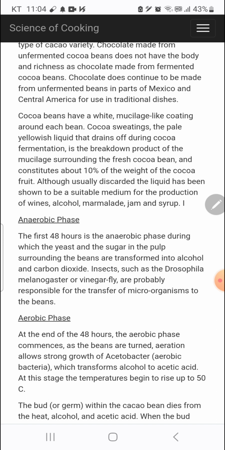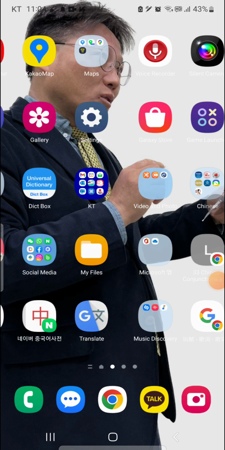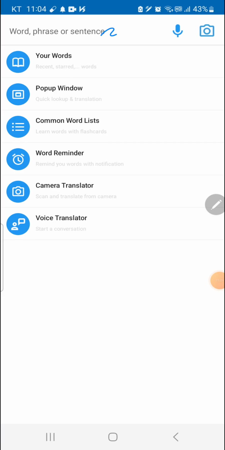Cocoa beans have a white mucilage-like coating around each bean. I wonder what mucilage is. Let me stop here, or let's go to my dictionary and find out what the mucilage is.